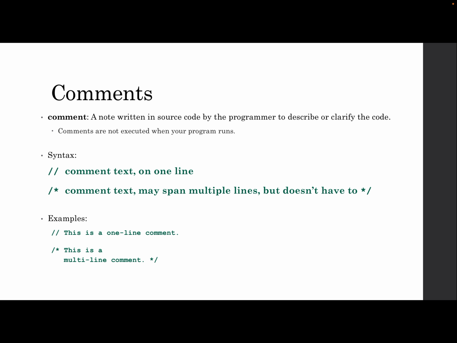Comments. Comments are notes that programmers write for other humans. It's not for the computer. It's not for the compiler. It's not for Java. It's just written for other people, the people on your team, the people that are reviewing your code. A comment is simply a piece of text that explains what your code is doing. Good comments make your code easier to read. They make it easier to maintain.